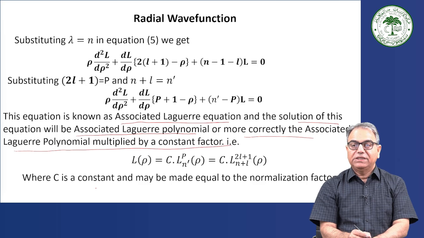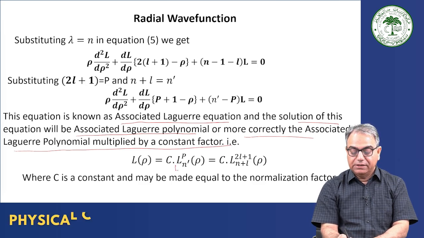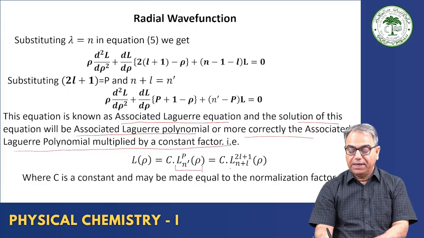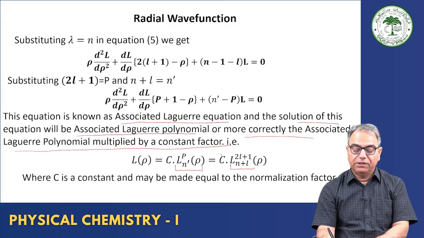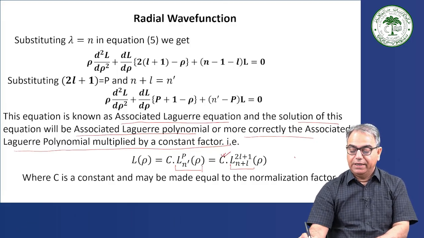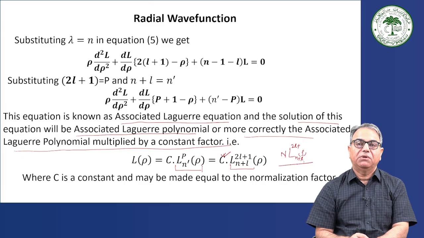Okay. This associated Laguerre polynomial we write as this one, multiplied by a constant factor, and in fact this is L superscript 2l plus 1, subscript n plus l, multiplied by c, where c is a constant and may be made equal to the normalization factor. So, c is the normalization factor, and the solution of equation number 5 is this associated Laguerre polynomial, L of 2l plus 1, n plus l, of rho, multiplied by the normalization constant. This is the solution of equation number 5. Okay.